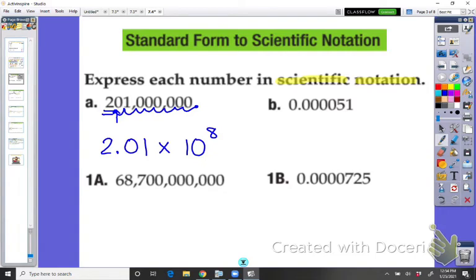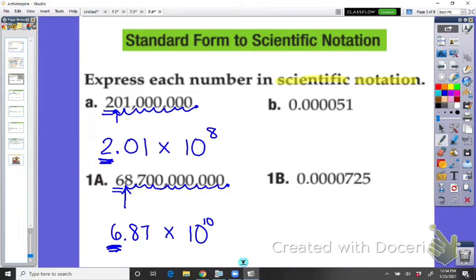Likewise on 1a, my decimal's at the end again. I want it to go after the first non-zero digit, so I want it to be 6.87 times 10 to some exponent. Let's count the swoops. 1, 2, 3, 4, 5, 6, 7, 8, 9, 10. So that is to the 10th power. So again, notice you only have one digit, then the decimal point immediately afterwards.